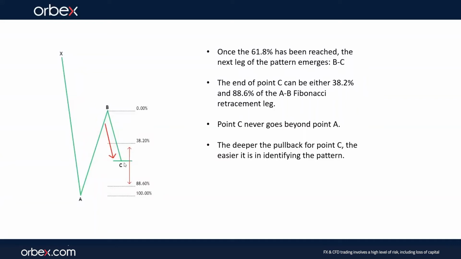So that's where B to C is made. Now we're looking for a bounce roughly around this area. But more importantly, point C never goes beyond point A. You never see this C leg fall lower than point A. That's very important, otherwise the harmonic pattern will be invalidated. The deeper the pullback for point C, the easier it is to identify the pattern. So the lower we go, the easier it is. If we end up at, let's say, 40% up here, it's a little more difficult to identify this harmonic pattern.